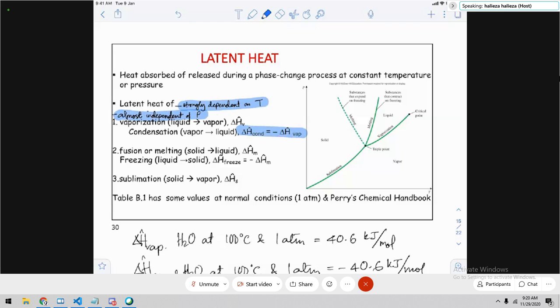Same thing, if you're going from liquid to solid, it will be the negative of fusion or melting, whichever way you look at it, negative. If you are changing from solid to vapor, that is sublimation, latent heat of sublimation. I'm not sure whether your latent heat of sublimation is given in Appendix B1. I'm not sure about that.